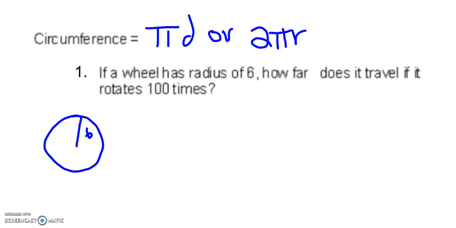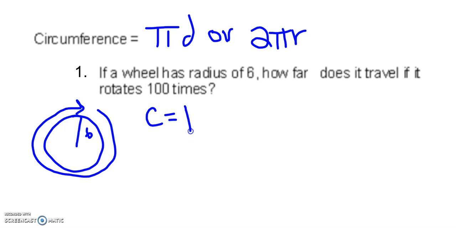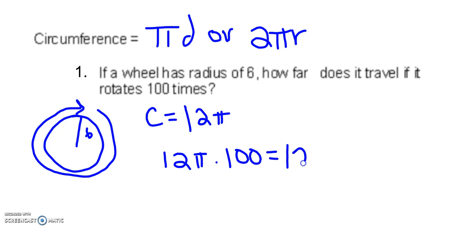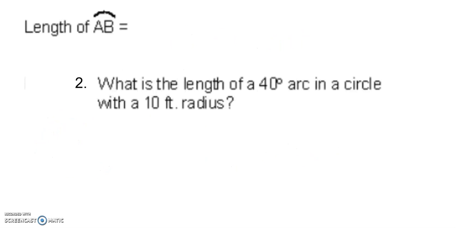So if it rotates just once, okay, that would just be the measure of the circumference one time. So here, our circumference equals the diameter, which would be 12 times pi. So then to see how far it travels after 100 rotations, we're just going to multiply that by 100, which will give us 1200 pi.